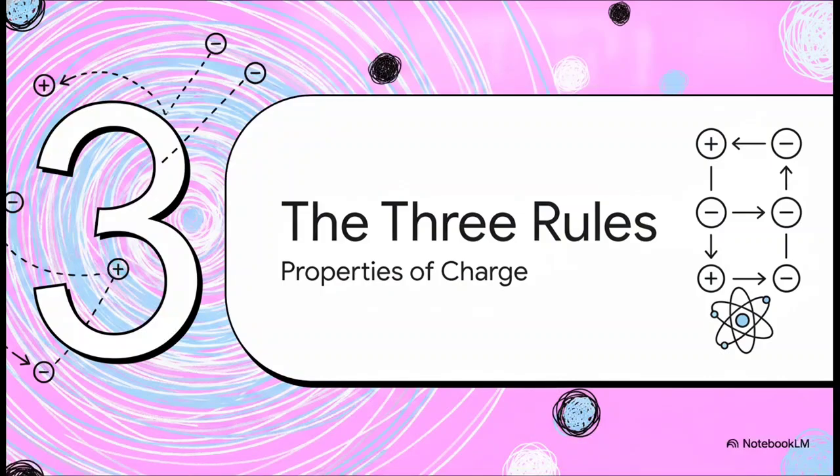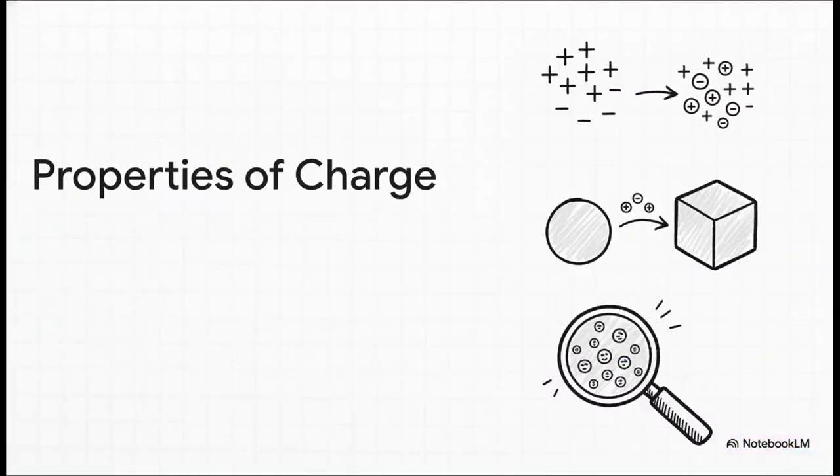All right, Section 3, the three rules. These are the fundamental properties of charge. These are the absolute unbreakable rules of our universe. First up, additivity. You can just add charges together like basic math. 5 positive charges and 3 negative charges, that leaves you with 2 positive charges. Easy enough, right?